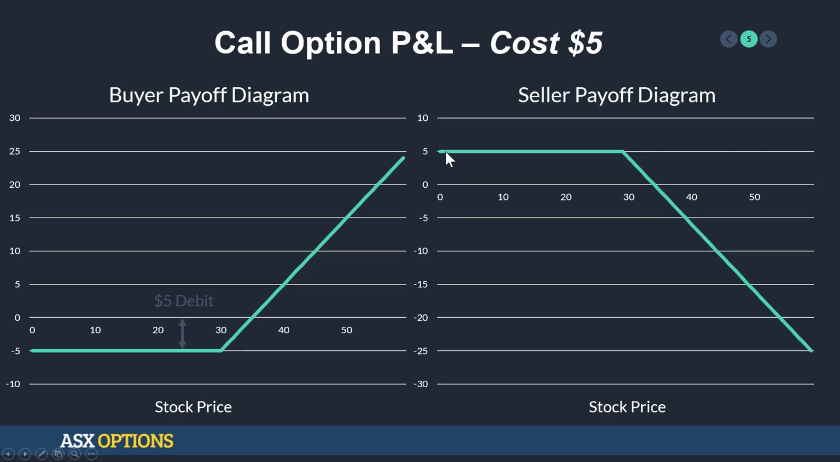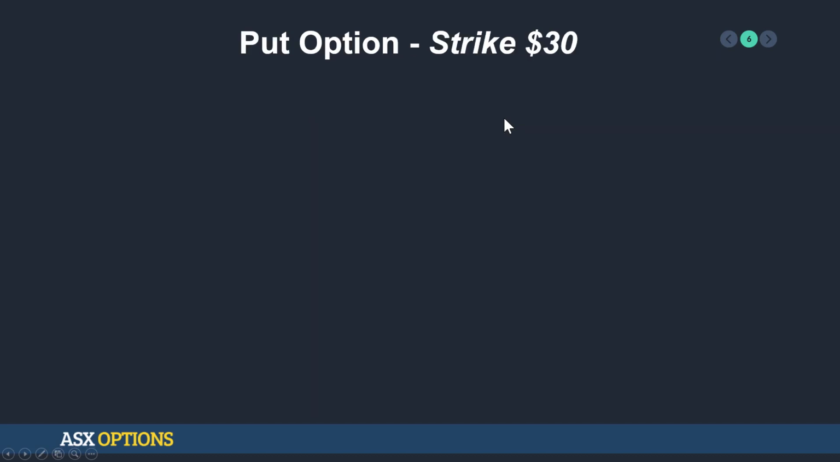Whereas the seller is completely the opposite. He starts off with $5, okay? When the underlying starts at 30. Now, if the stock price starts moving higher, then he can start to lose money on this trade. However, if the stock price moves lower, then he can actually retain his premium of $5. So that's the $5 credit initially that he gets for himself.